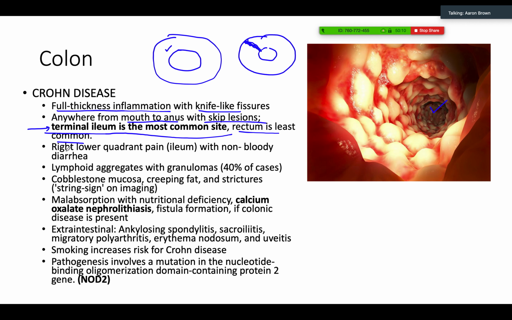Okay? So our patients are going to present with right lower quadrant pain. Don't confuse it with appendicitis, right? We need to differentiate that because of that pain at the ileum. That's where the ileum is. It's really inches away from the appendix, and so it makes sense that the pain would look similar. And non-bloody diarrhea. I want you to remember this.